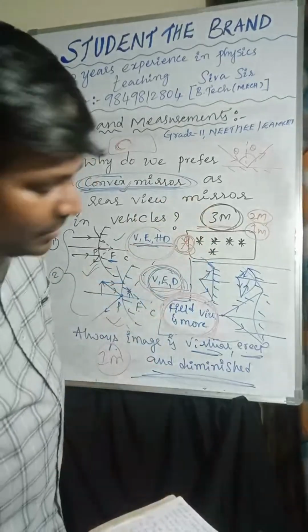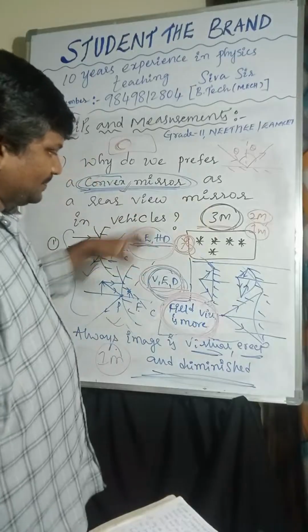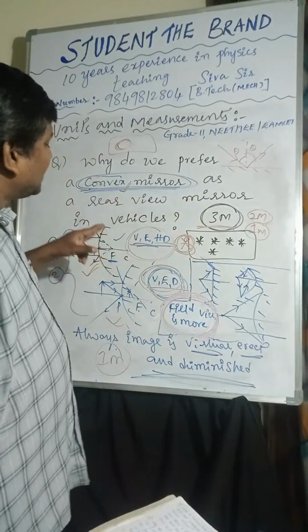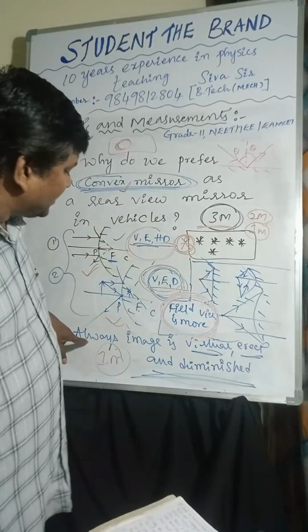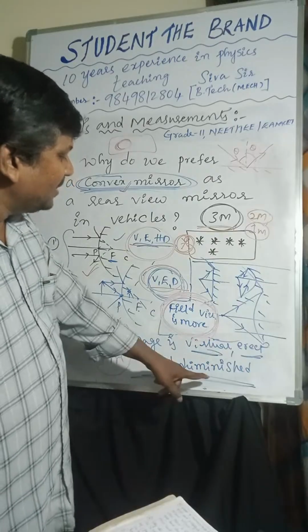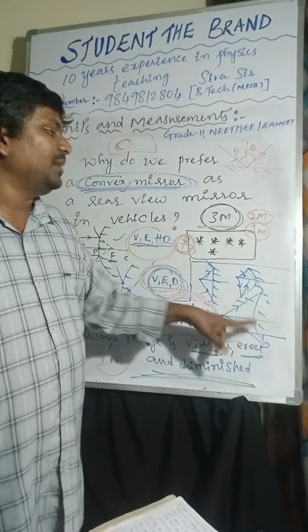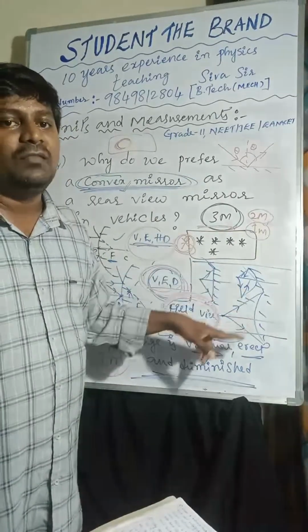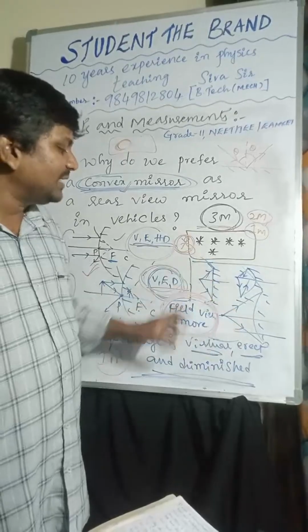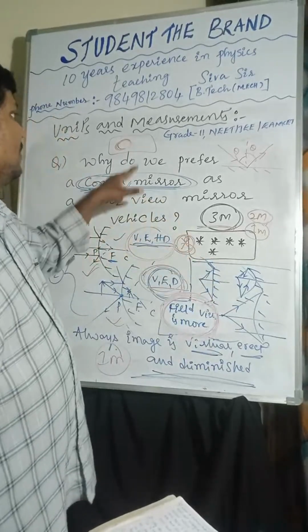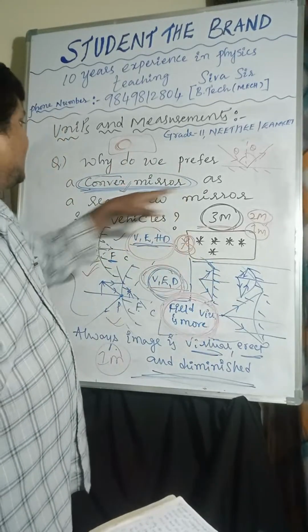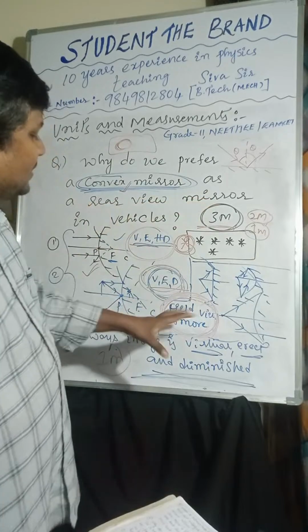But still, okay. So once again I will revise. Point number one: in a convex mirror, the image is always virtual, erect and diminished. Second point: the field of view of a convex mirror is more. So that's the reason we can use it. Why do you prefer a convex mirror as a rear-view mirror? If you write these points, that's enough.